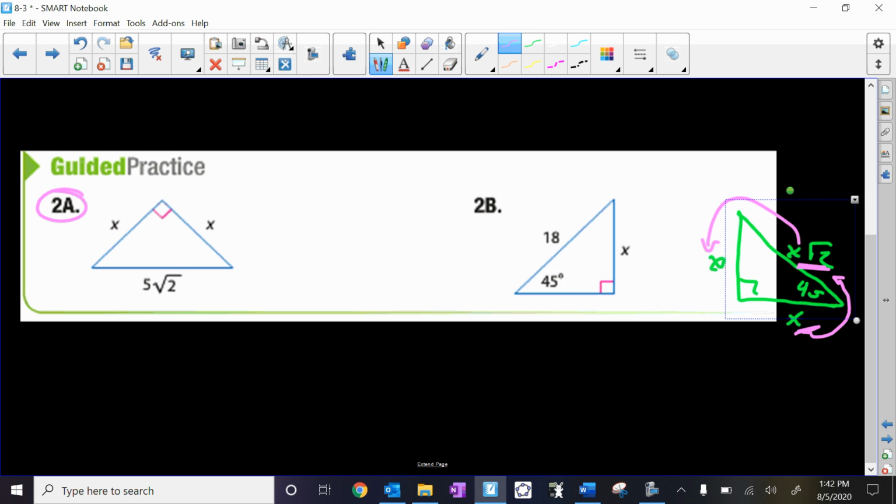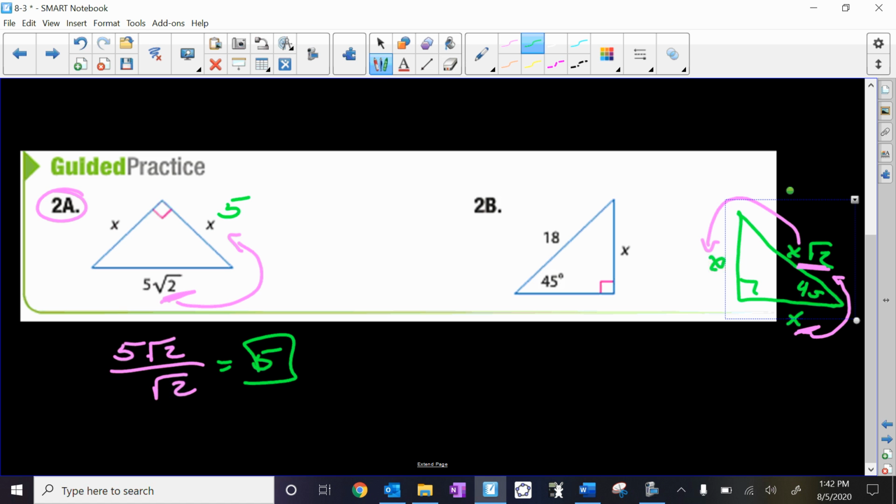So in order to go from the hypotenuse to the leg, we need to divide by the square root of 2. So I have 5 square root of 2 divided by the square root of 2. We can do that pretty easily. The square root of 2's are just going to divide out and get us a value of 1. So therefore, our leg is just 5. So in this case, both legs are 5.